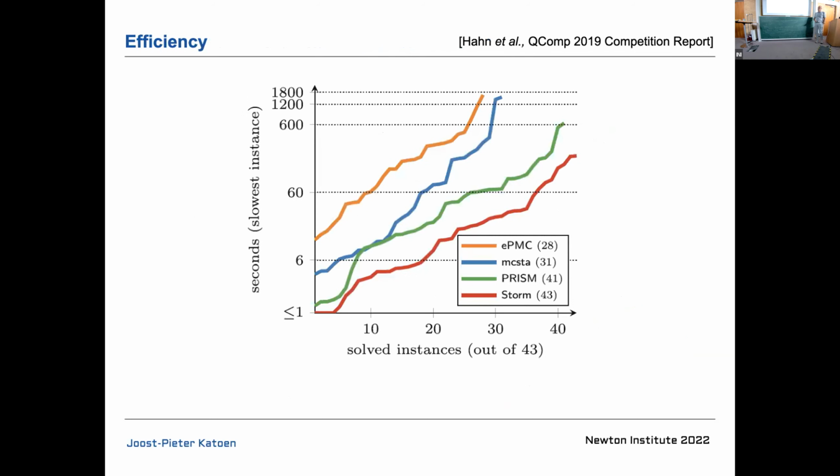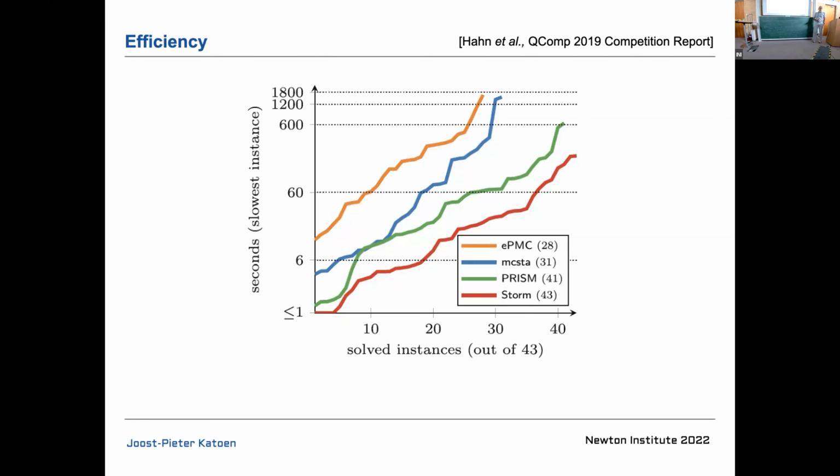And this has been implemented in several tools. There have been two competitions. Here are the results of 2019, where on the x-axis you see the number of instances you solve, and on the y-axis in log scale, the amount of seconds needed to solve these instances. And we developed this model checker called Storm that we basically started 5-6 years ago, that actually analyzes these models pretty fast.